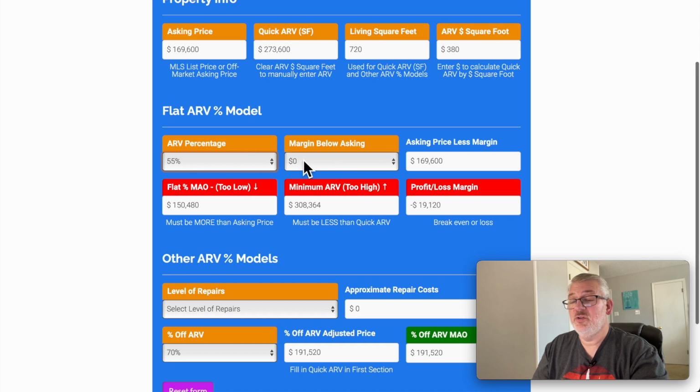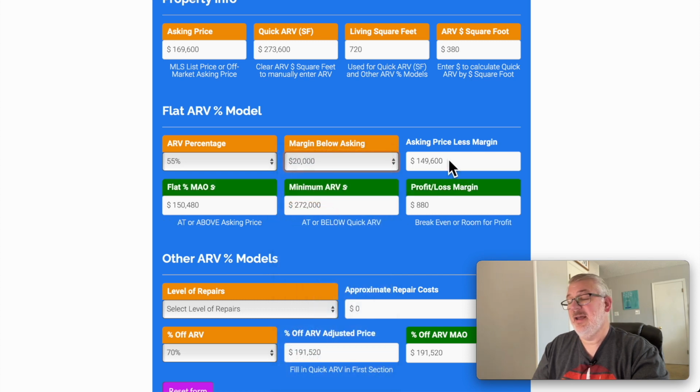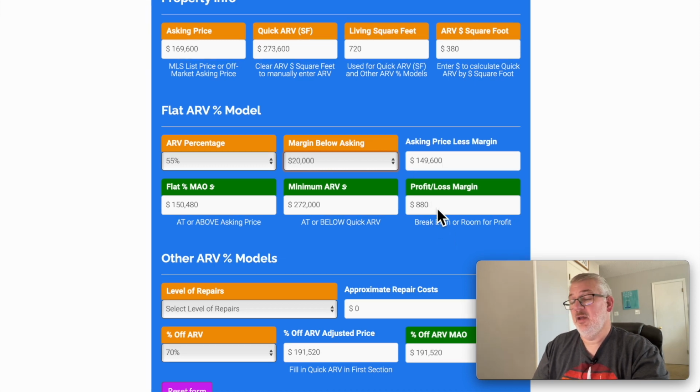If we wanted to adjust, to see how much below the asking price we would need to be in order to make this a deal, we have this button right here, margin below asking. As you can see, the profit loss margin is almost 19,000, almost 20,000. So if I take 20,000 off of that price and I could get under contract for this 149, we have a tiny little margin that it gives us here prior to any renovation or anything like that.